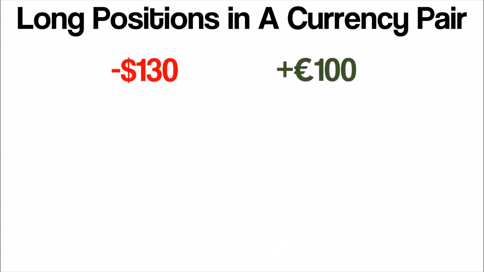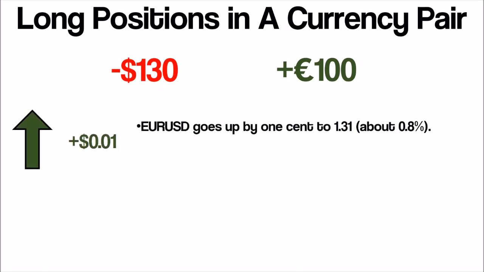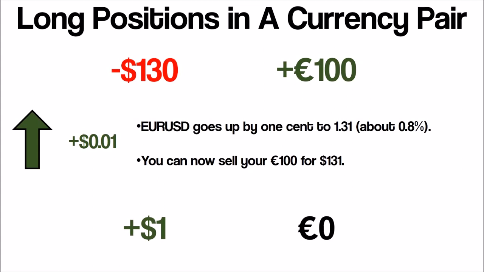Okay, so this is our position. We're overdrawn $130 in our US dollar account, and we have 100 euros in our euro account. So let's say, for example, euro dollar goes up by 1 cent, so it moves up to 1.31, which is about 0.8%. And so what we can do now, we have 100 euros in our account. We can sell that on the market and get $131 for it. So if we put those back into our account, what we'll find is we've now cleared our balance in the euro account, and we're left with $1 profit in the US dollar account.